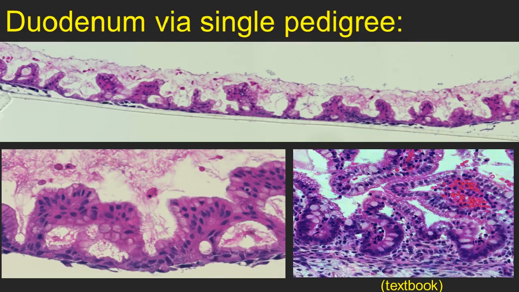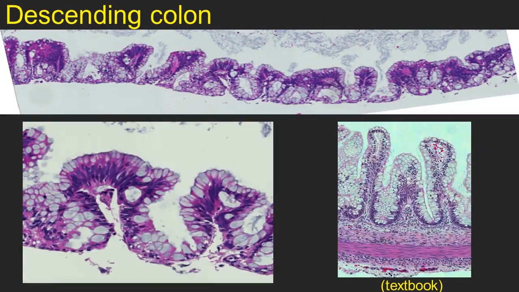By histology, you can see that the duodenum derived from a single cell pedigree. Now there's only epithelia in there, and what you see next to it is a textbook image of this, and it looks largely similar minus the stroma. And the same thing goes on in the colon. The colon looks surprisingly similar to a textbook image of colon minus the stroma and the lamina propria.